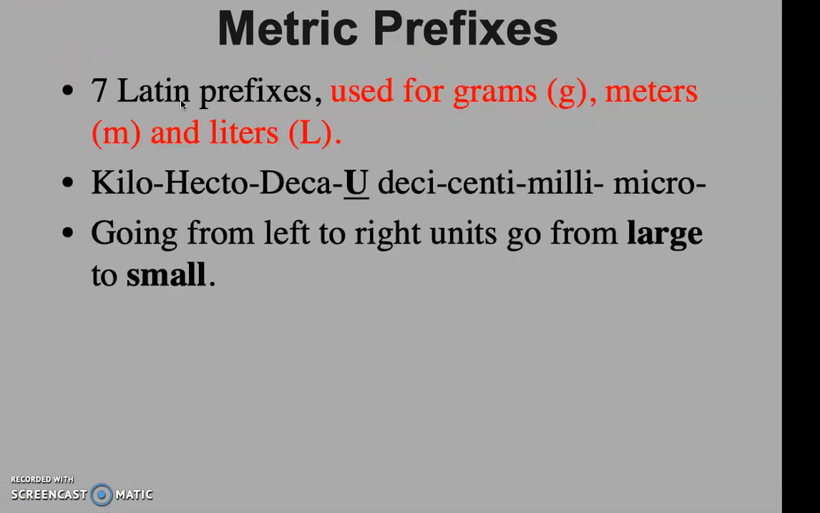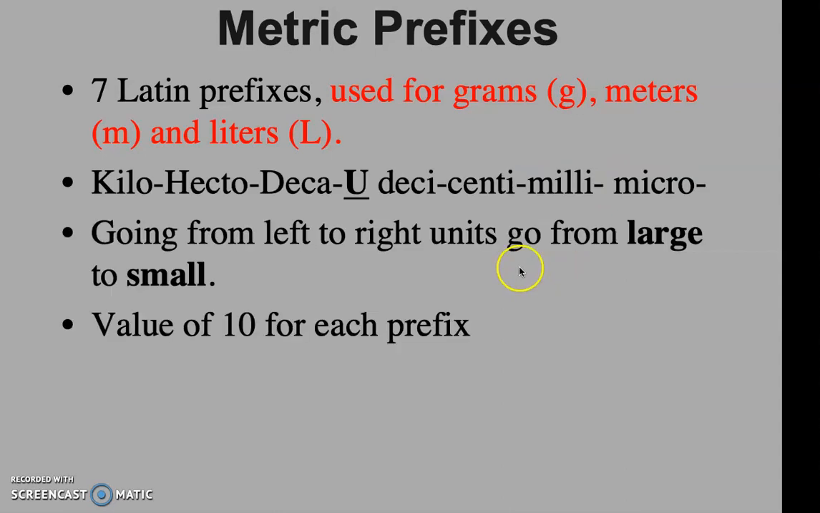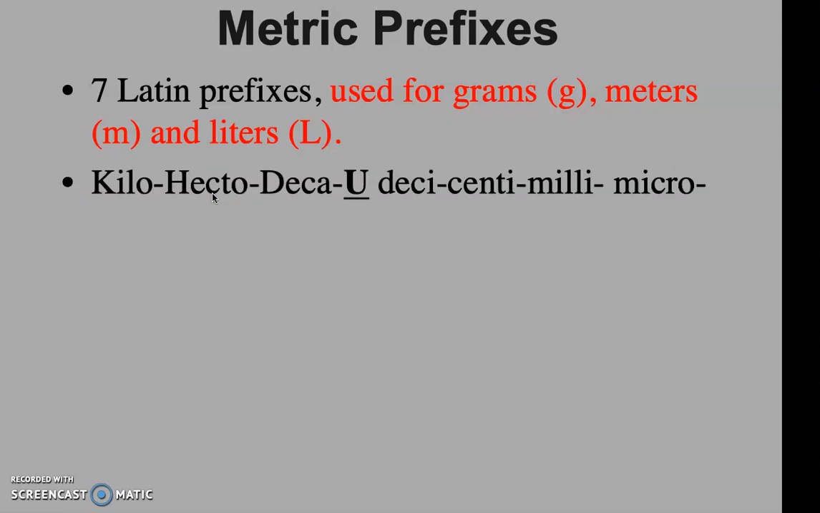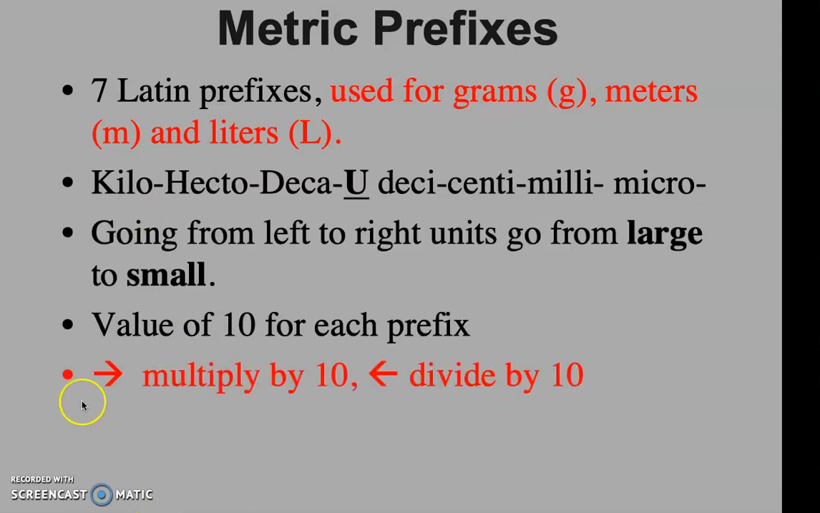Now, going from left to right, units go from large to small. So kilo is the largest, micro is the smallest. There's a value of 10 for each one, which makes it very simple going from one unit to the next. You just have to move the decimal place over one spot. If you move the decimal from the left to the right, that means you multiply by 10. That's very important to remember. If you move the decimal from the right to the left, that's divide by 10. You can't mix that up.